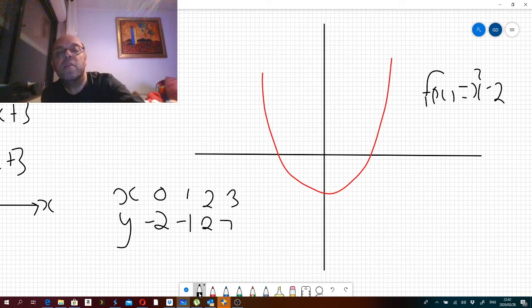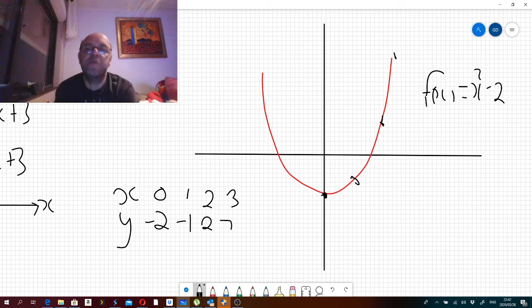So we know that the 0, minus 2 point would be here. The 1, minus 1 point might be here. The 2, 2 point might be here. And the 3, 7 point would be a bit higher up there. Okay, all right. So we've got a series of points.